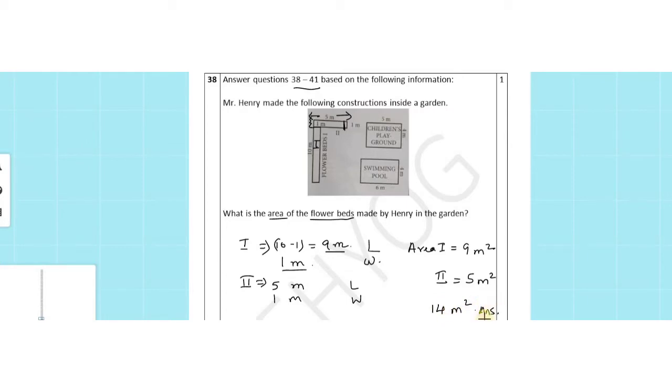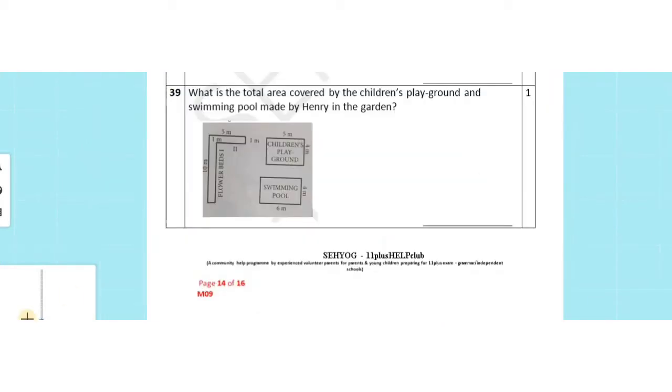In question number 39, it is asked what is the total area covered by the children's playground and the swimming pool. So, for the children's playground, the length is 5 meters and the width is 4 meters.